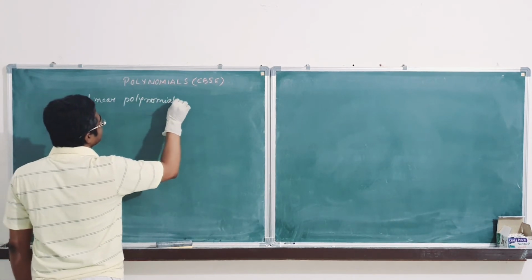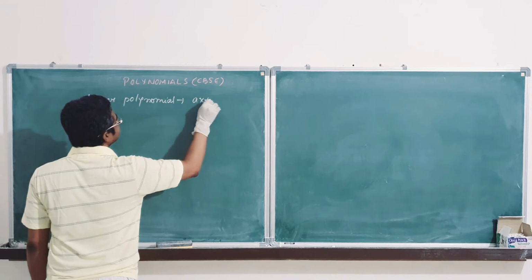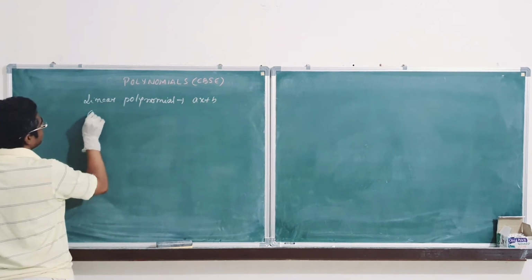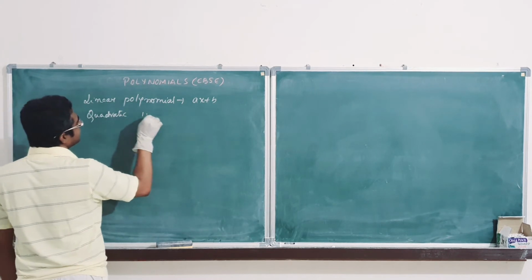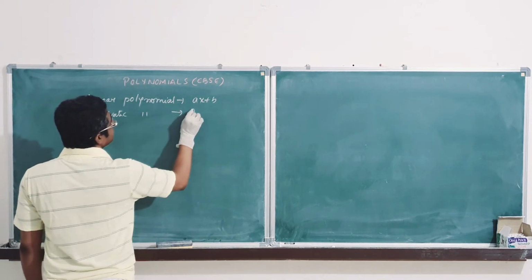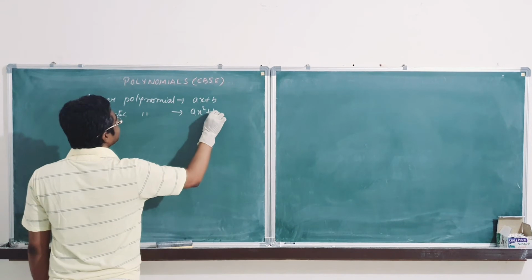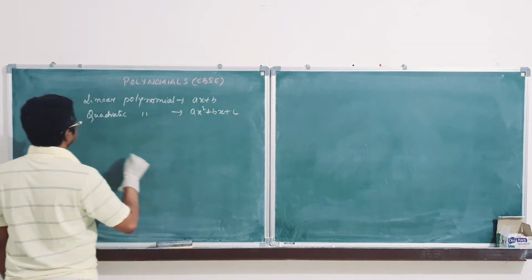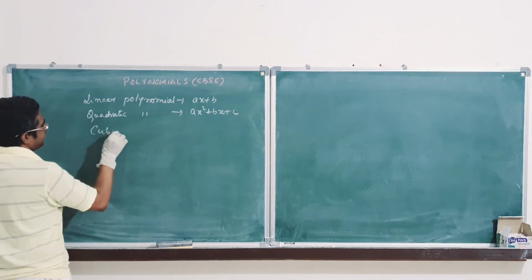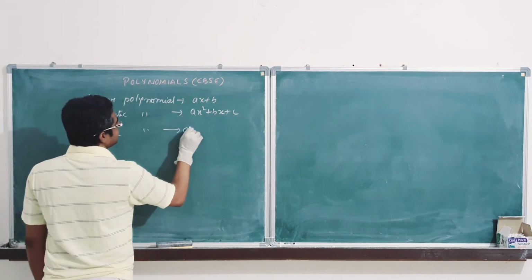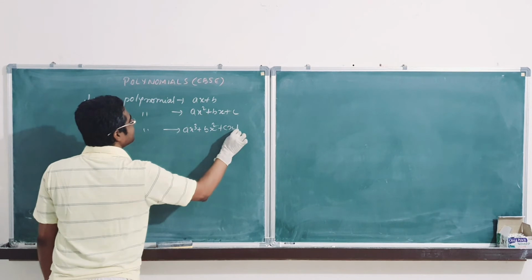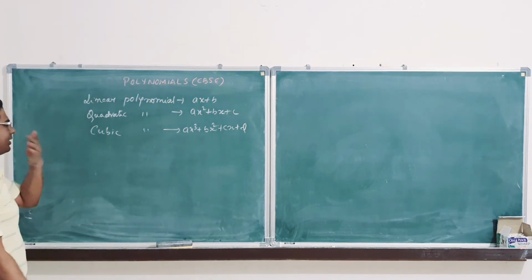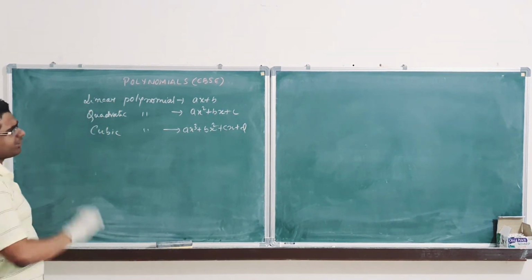A linear polynomial is ax plus b. A quadratic polynomial is ax square plus bx plus c, and let's take one cubic polynomial, ax cube plus bx square plus cx plus d. So for the first one, what is the zero?